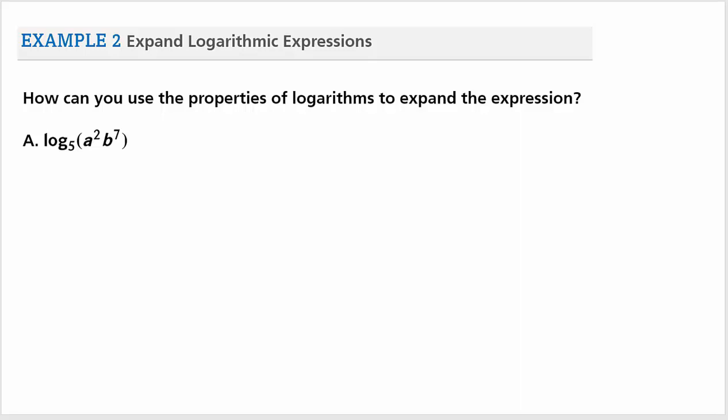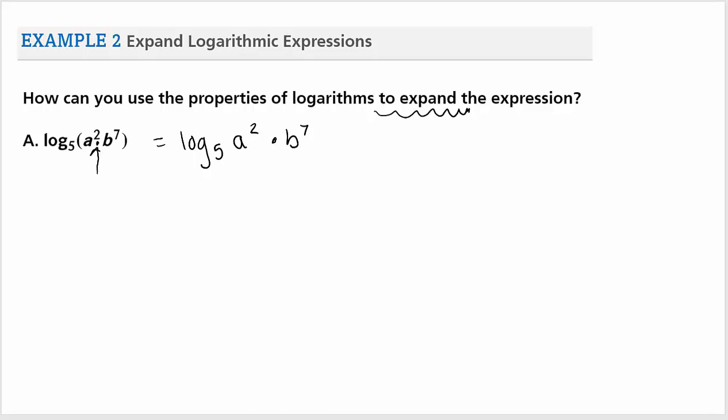Now let's get to some problems. This question is asking us to expand. So we're going to go from 1 logarithm base 5 to more than 1 logarithm base 5. Now between the a and b, there is an implied multiplication. If it's easier to see this, you can actually write it out.